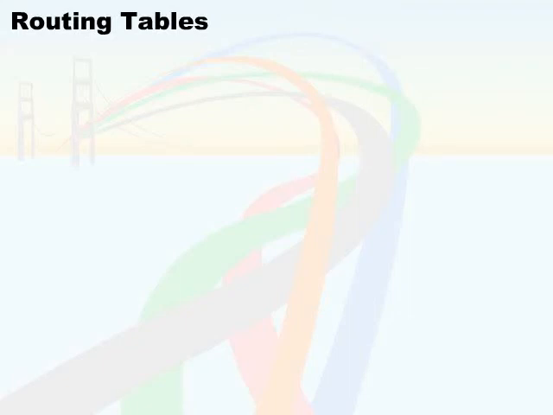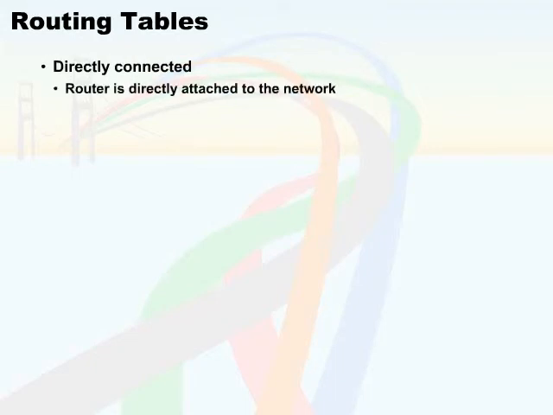We have many options when dealing with routing table entries. With directly connected routes, this means the router is directly attached to the network, and as long as the interface itself is up, the router will have that interface and the network ID in its routing table automatically.